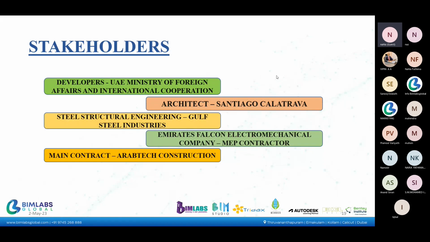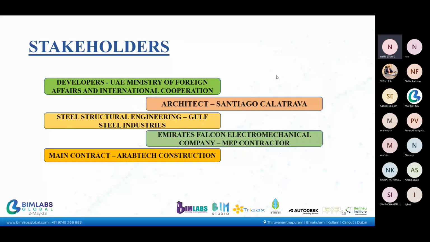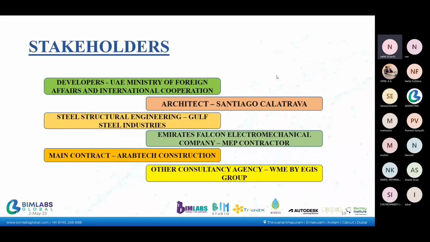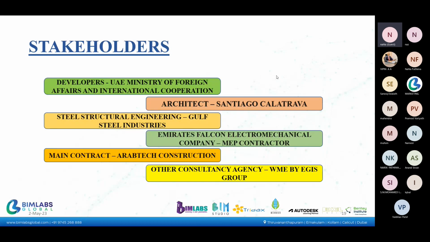Not only these stakeholders, there are several other people who work behind this engineering marvel. We can't tell the names of everyone over here, but these are some of the main people. Then there is another consultancy agency, WME by Aegis Group, and they were in charge of full site supervision and sustainable design. With the help of the WME by Aegis Group, the sustainable design was done. As I said, I'll go into more detail about the sustainable design in the upcoming slides. So these were the different people who were involved in the project other than the architect.